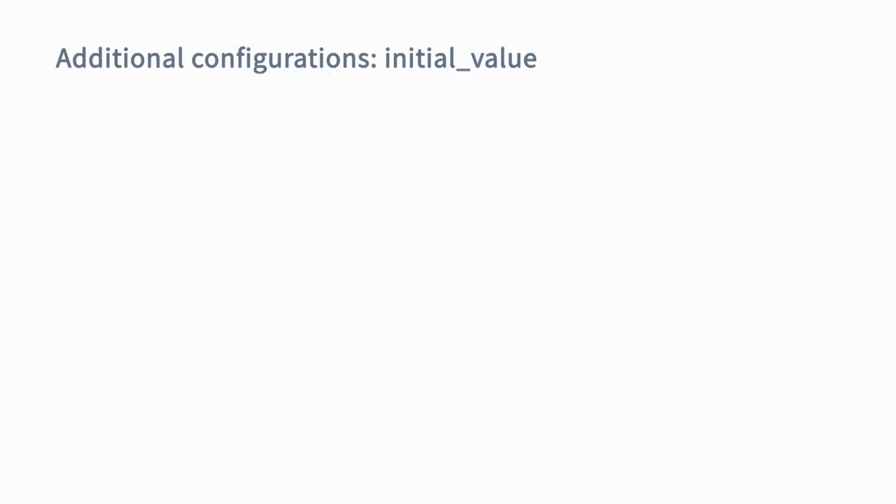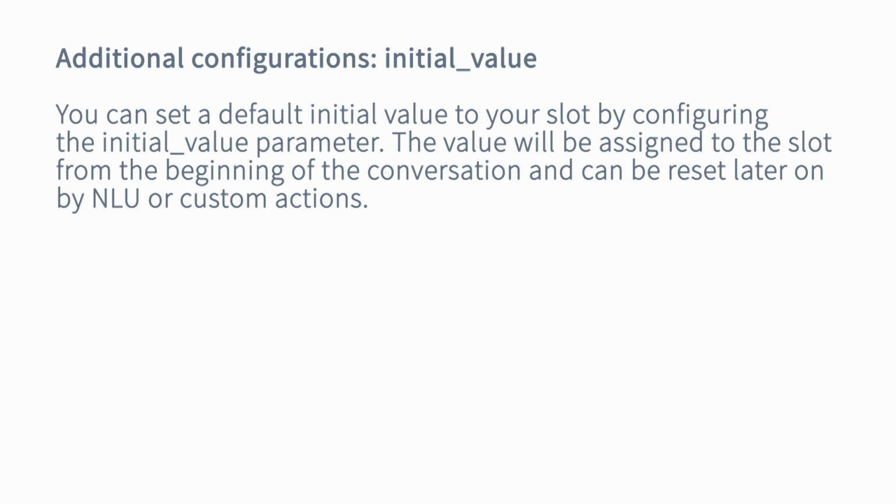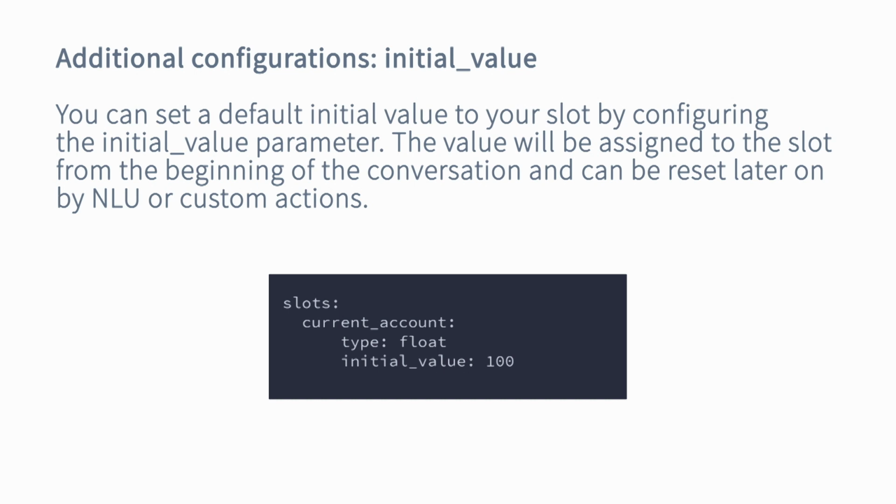An additional configuration that I wanted to cover is a configuration called initial value. With the initial value parameter, you can define a specific initial value that would be assigned to your slot at the beginning of the conversation. This value will stay assigned to your slot until the value of the slot is reset by NLU or custom actions. The slots stay set until the end of the conversation or until they are reset by the NLU or your custom actions. The values themselves can be used in a specific context and are also available to be used in assistant responses and custom actions.